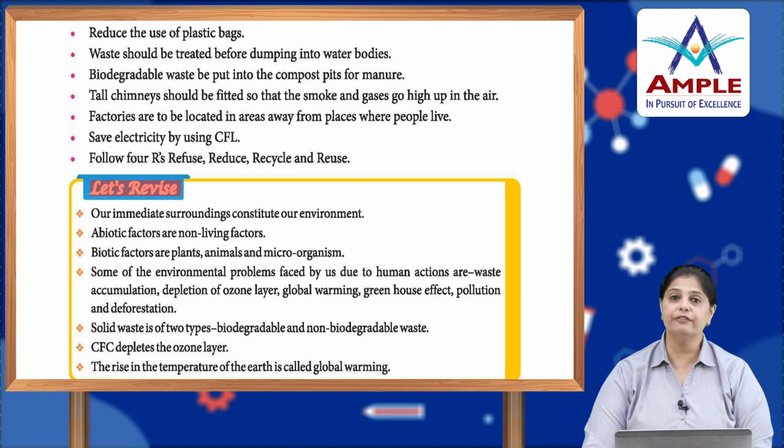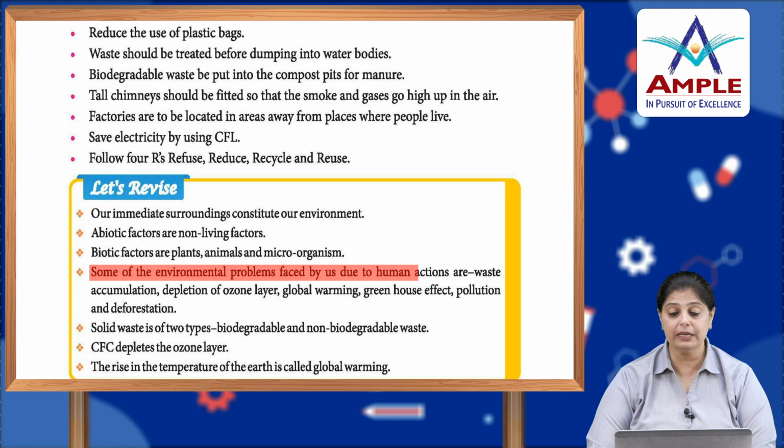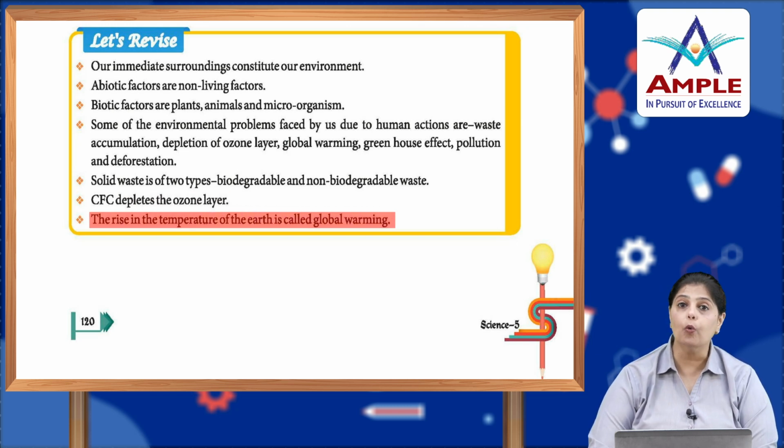Okay? Now, let's revise. Our immediate surroundings constitute our environment. Abiotic factors are non-living factors, and biotic factors are plants, animals and microorganisms. Some of the environmental problems faced by us due to human actions are waste accumulation, depletion of ozone layer, global warming, greenhouse effect, pollution and deforestation. Solid waste is of 2 types, biodegradable and non-biodegradable waste. CFC depletes the ozone layer, and the rise in the temperature of the earth is called global warming.